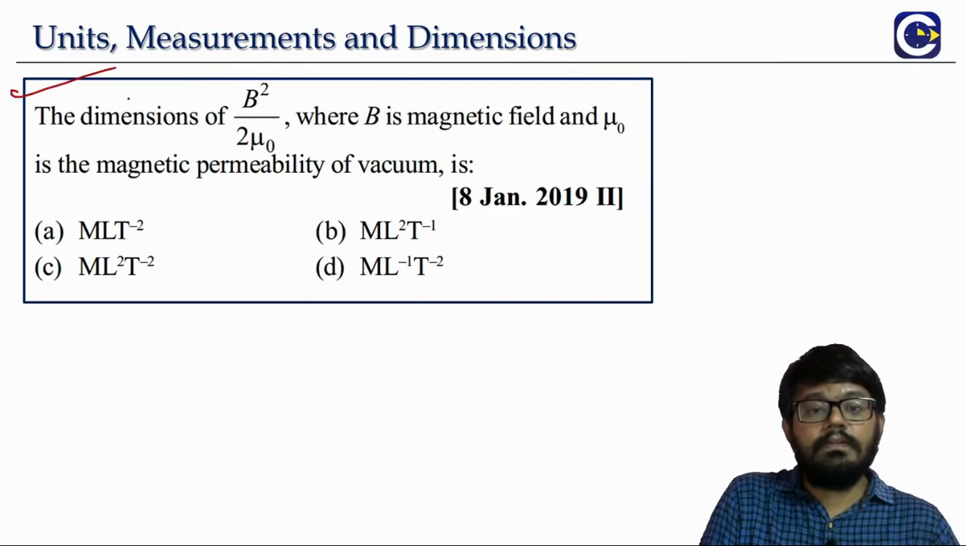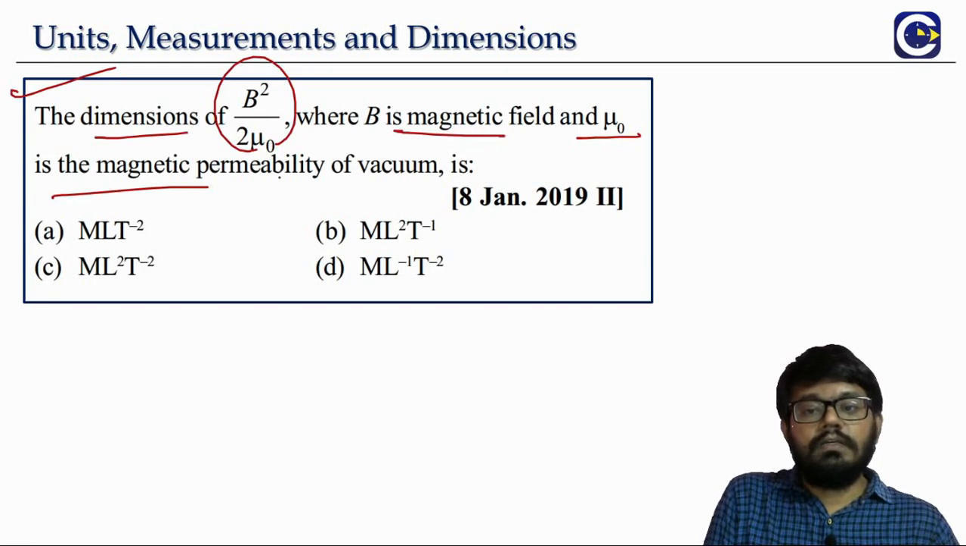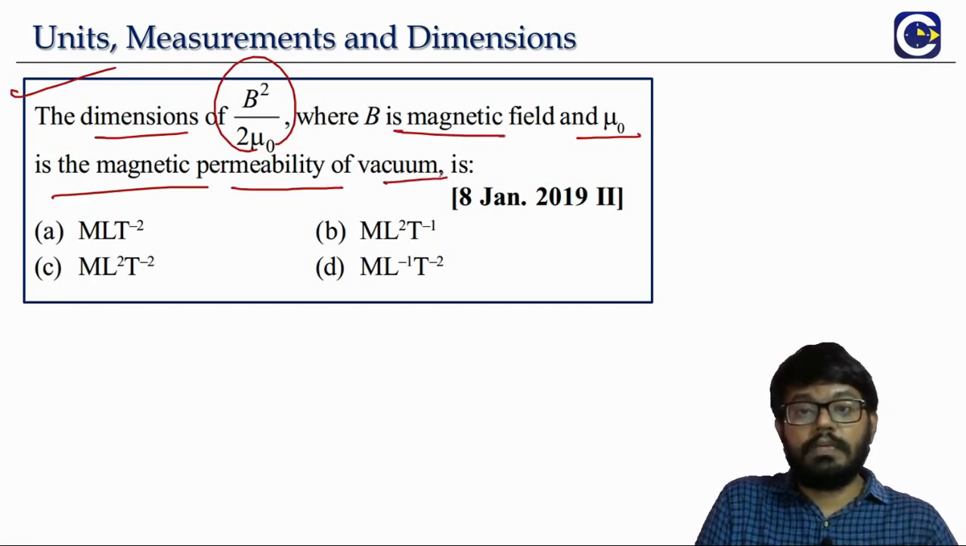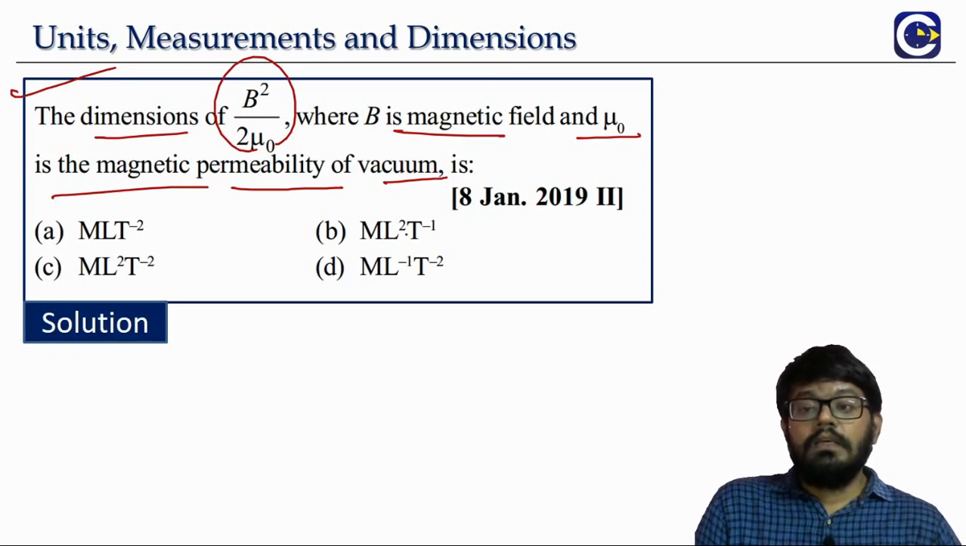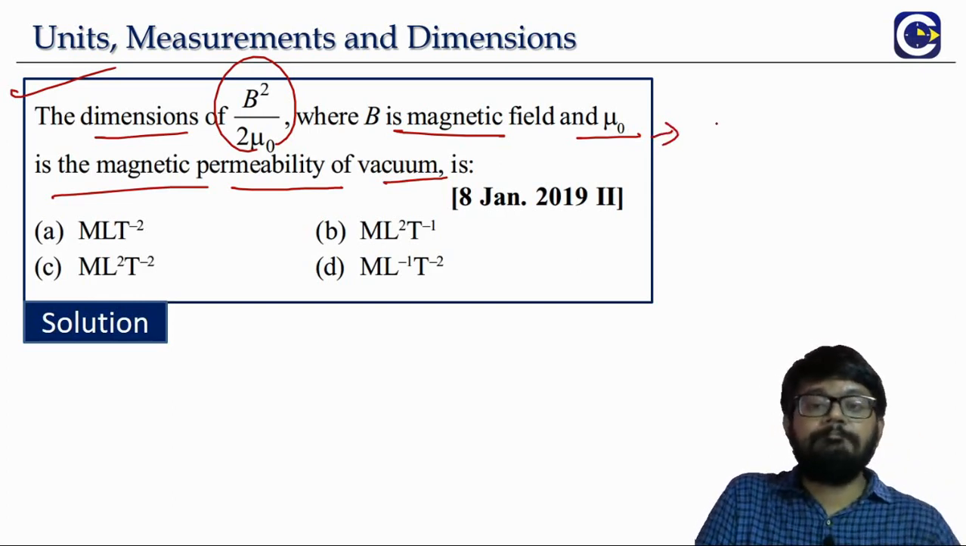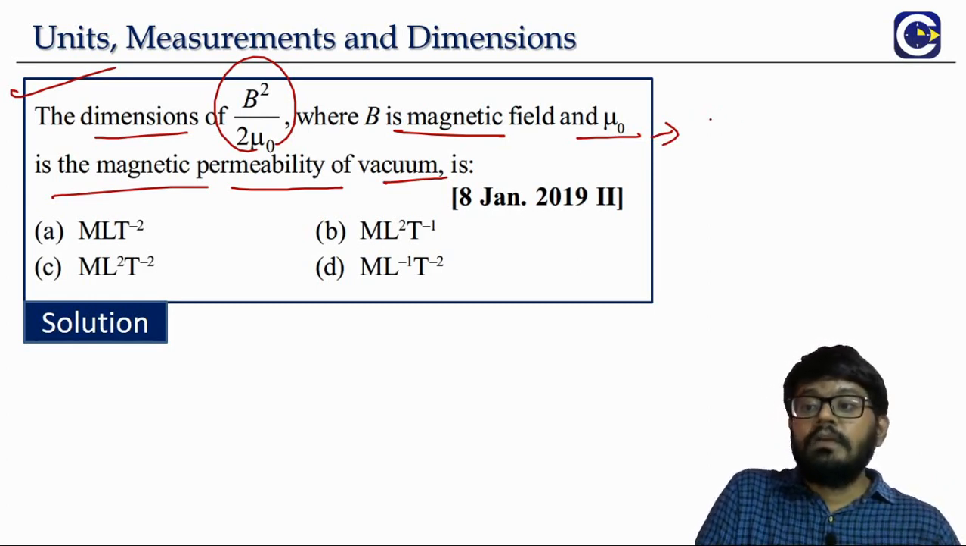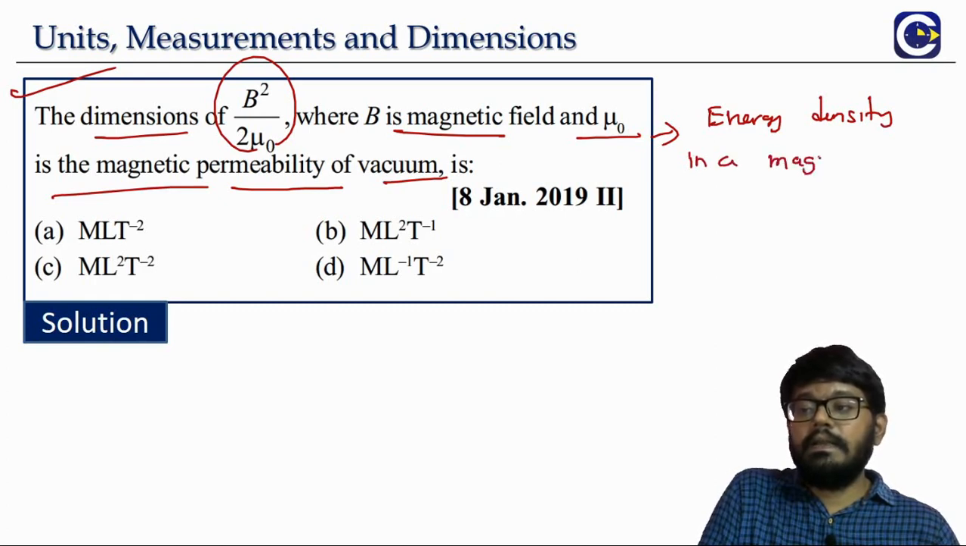Next, look at this. The dimensions of B square by 2 mu naught, where B is the magnetic field, mu naught is the magnetic permeability of the vacuum. It's a magnetic property of the vacuum. Now, this is again one more question where we will be able to easily solve it if we know the respective formulas. So in plus 2, when we study about magnetism, even in the electromagnetic wave chapter, we will talk about the energy density. What is it? The energy density in a magnetic field. The value will be B square by 2 mu naught.